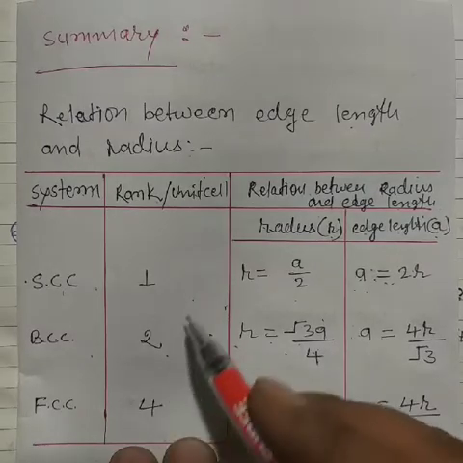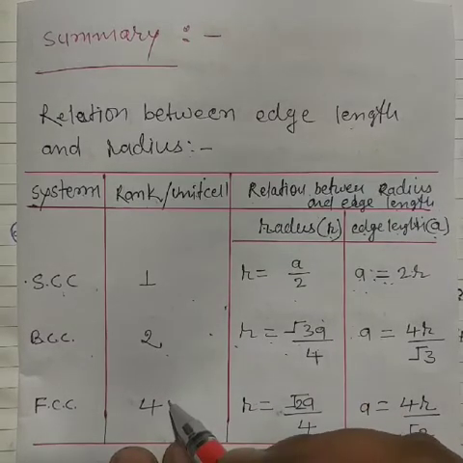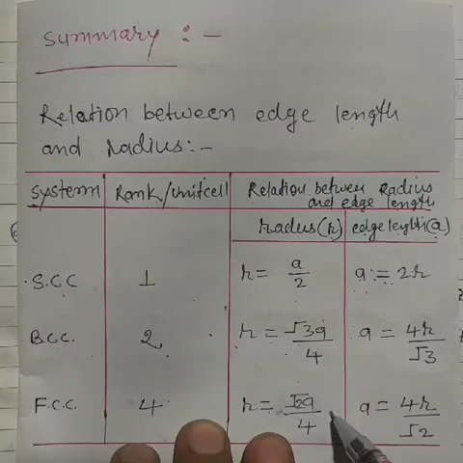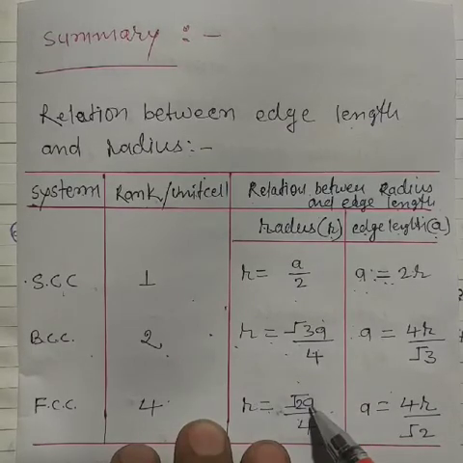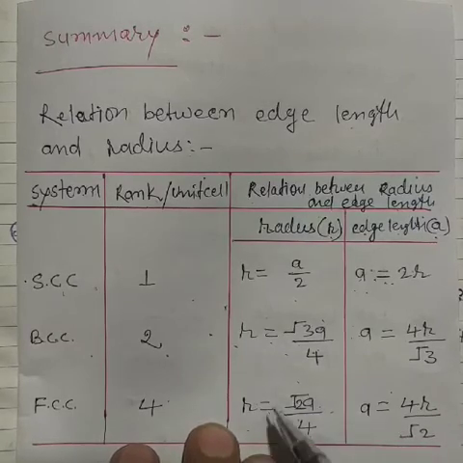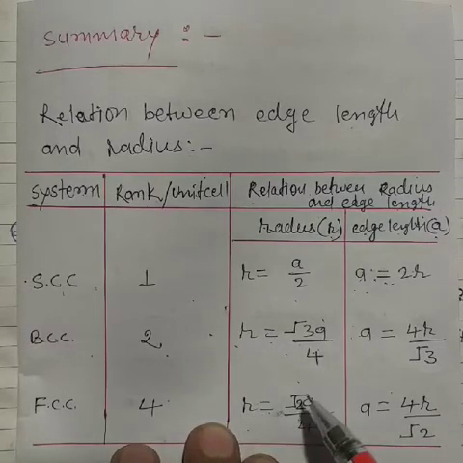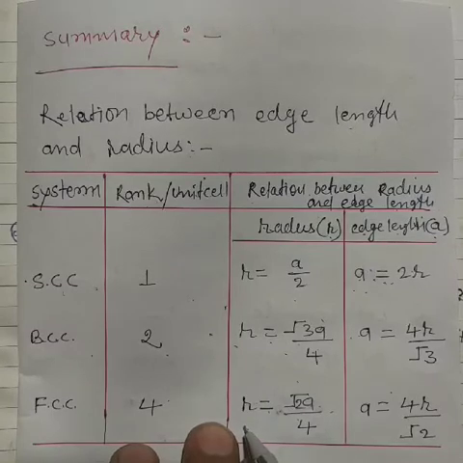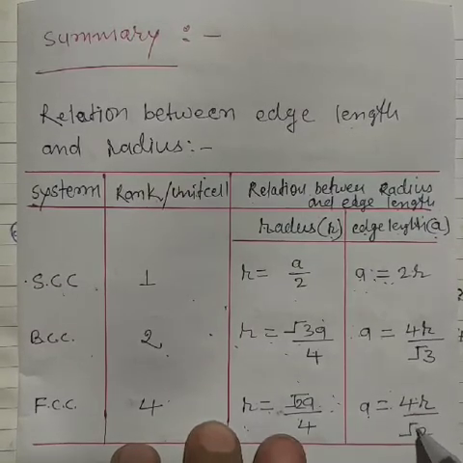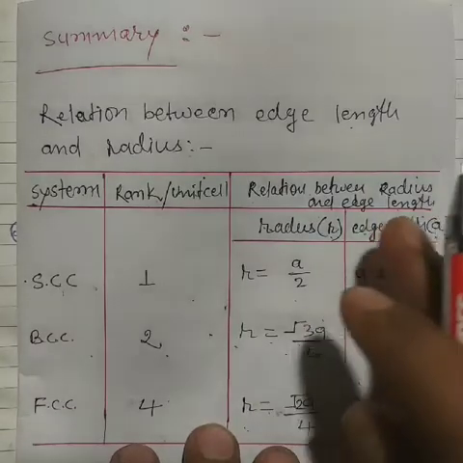So FCC, that's unit cell is 4, and r, which is equals to under root 2 by 4, and a, which is equals to, just see here, a stayed here, and 2 comes here, that means denominator form. Okay, a, which is equals to 4r upon under root 2. Here it is very important.